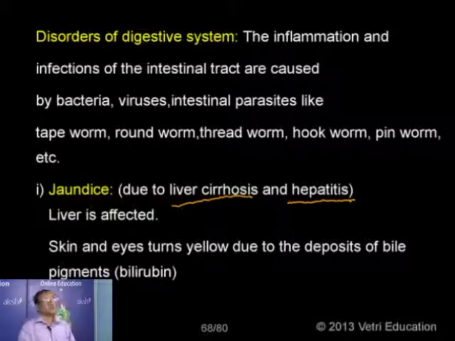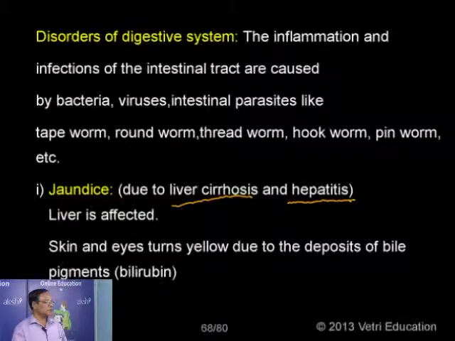Then hepatitis. It is caused by a variety of factors. It may be because of infections or because of some inflammation of the liver. Hepatitis B virus, the most common virus, more dangerous even than the AIDS virus, causes liver carcinoma and jaundice. So hepatitis, the inflammation of the liver, is also one of the factors responsible for causing jaundice.